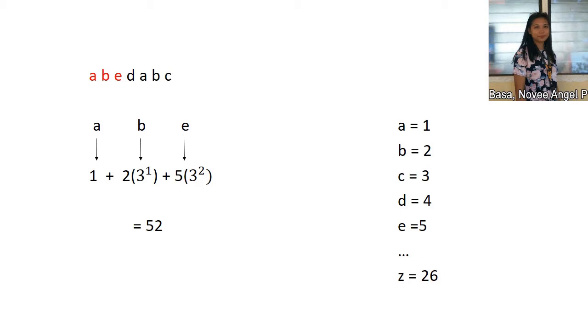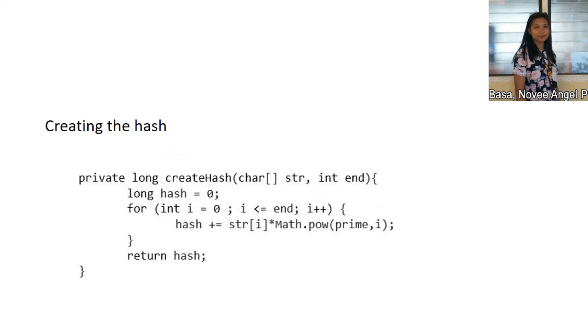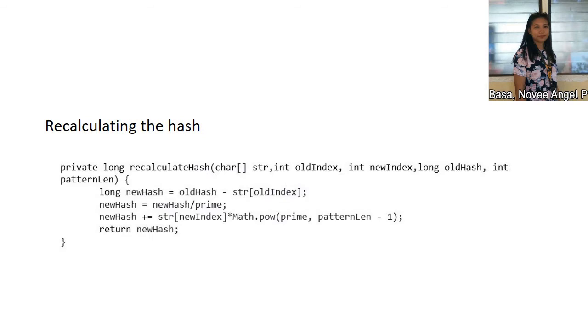We will do the 3 steps process for B, E, D. Step 1. X is equal to old hash minus the old character. Step 2. X is equal to X divided by the prime. Step 3. New hash is equal to X plus prime raised to M minus 1 times the value of the new character, where M is the length of the pattern. Here is the algorithm in creating the hash. And here is recalculating the hash.